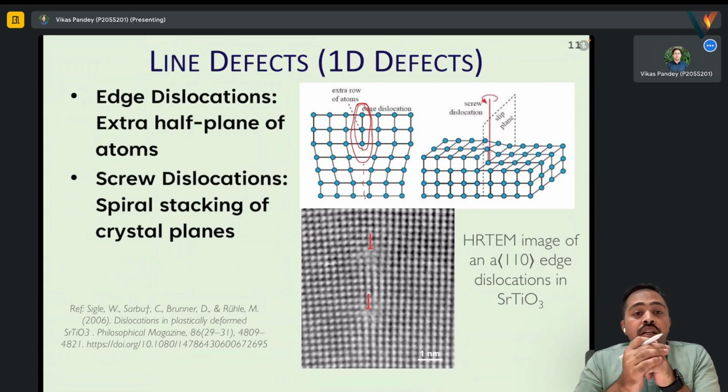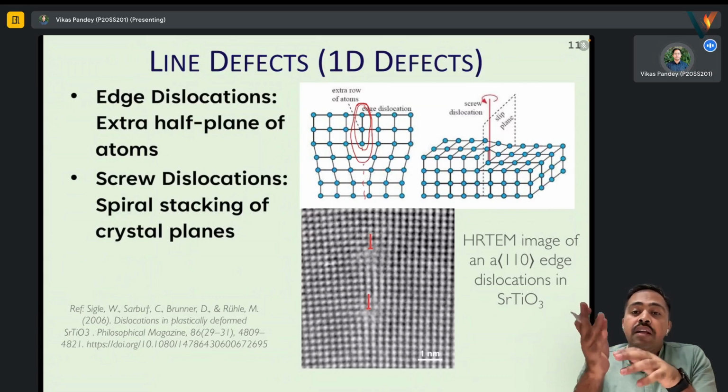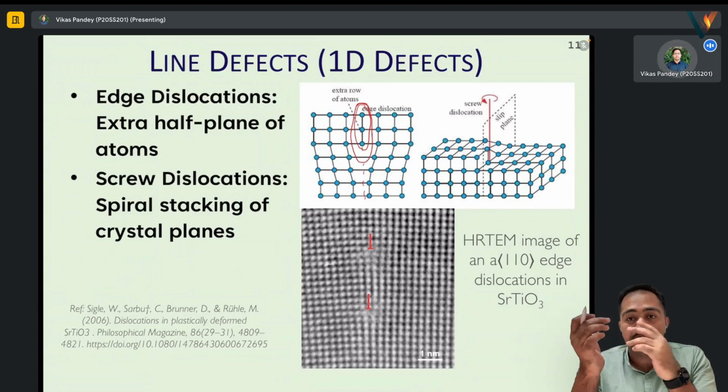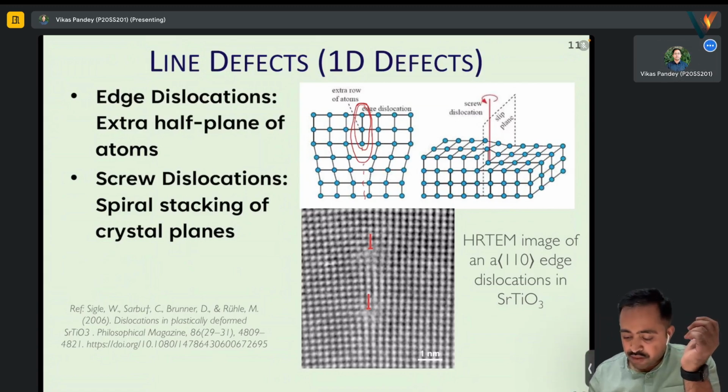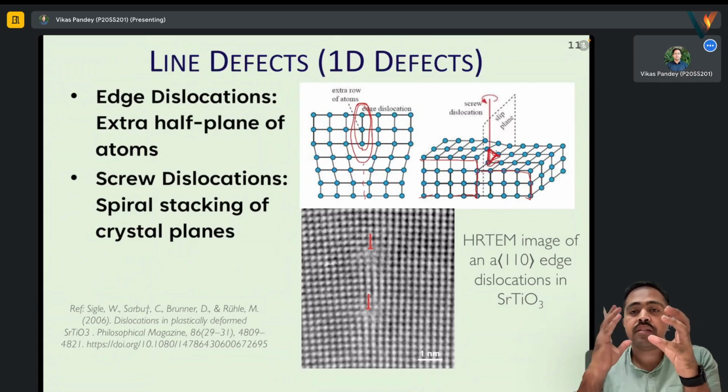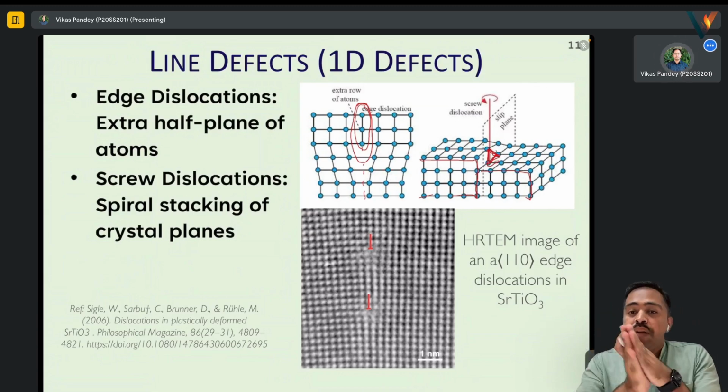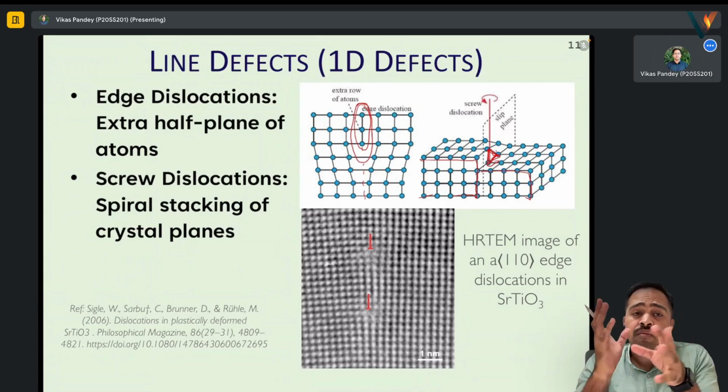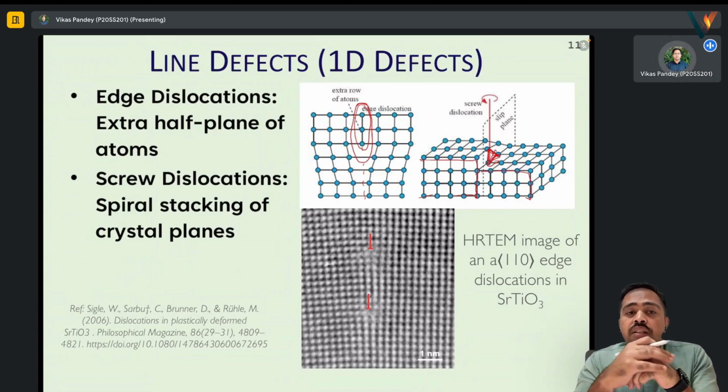Whereas if we have spiral stacking of crystal planes, like if you see here, this plane was perfect, this was perfect, but somewhere here, some imperfection has arisen. Okay, and this is called a slip plane, and here a screw dislocation or spiral stacking of crystal planes has occurred.